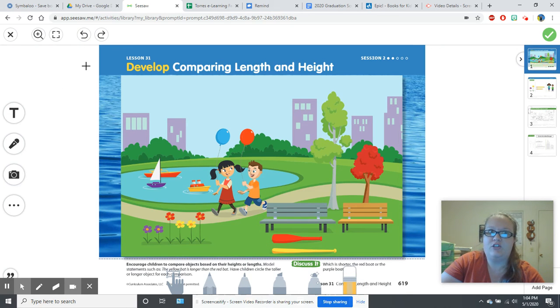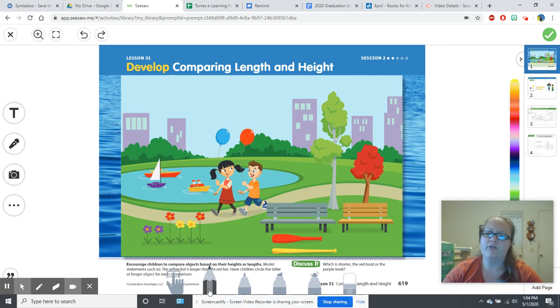One of them is longer than the other. We're going to circle the one that is longer today. Which one is longer, the red bat or the yellow bat? That's right, the yellow bat is longer. So we're going to circle the yellow bat.